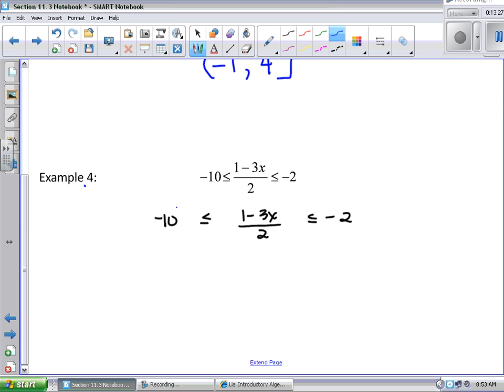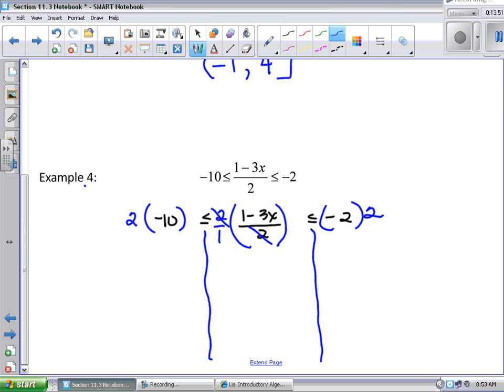So we said we're going to multiply every term, every part of our inequality by the common denominator, which in this case we only have 1, so our common denominator is 2. Or where you have fractions, if you like, you can do it 2 over 1. My fractions will cancel. And on each part of my inequality now, I have negative 20 is less than or equal to 1 minus 3x is less than or equal to negative 4.